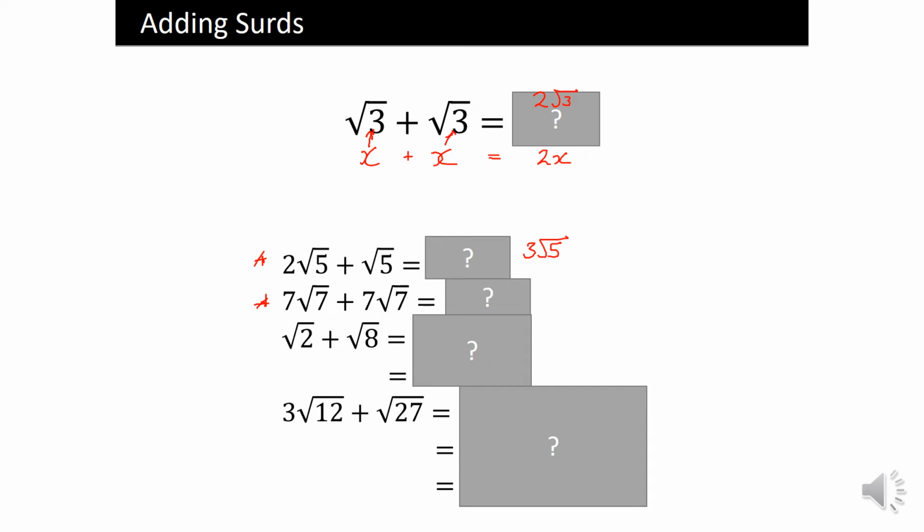Okay, so if we've got 7 root 7 plus 7 root 7, that would be like 7x plus 7x, which would just be 14x. But in this case, our x is root 7, so 14 root 7. So quite straightforward. And now we get to our first sort of challenge one. If you want to pause and have a go at this, you can do. The hint would be that we're going to be using what we did last lesson.